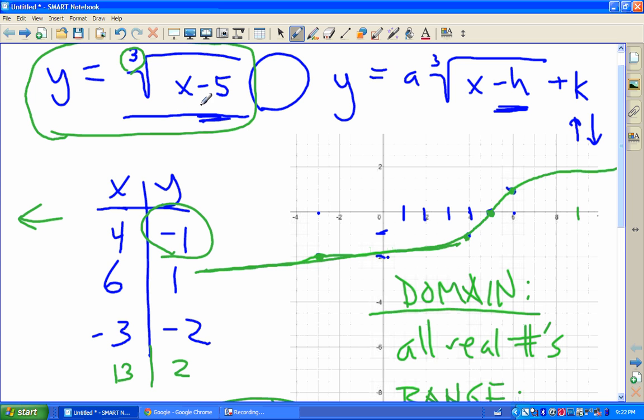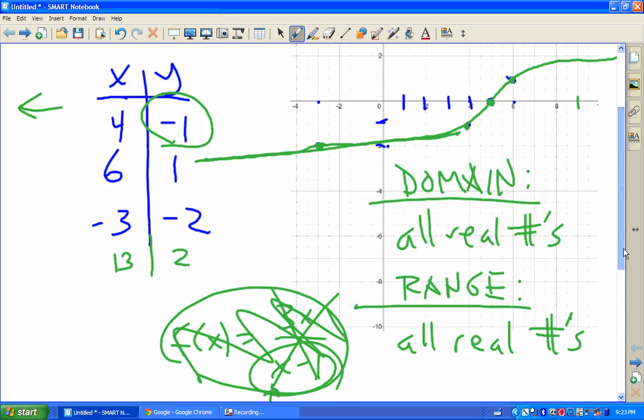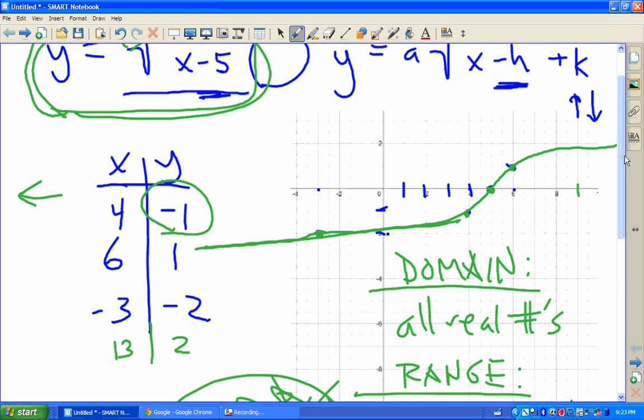There's no x values that would make this not a function. And as far as the range, this is all the y values that would come out of this. So you can have any y value, you can have any x value. I hope that much is clear to you.